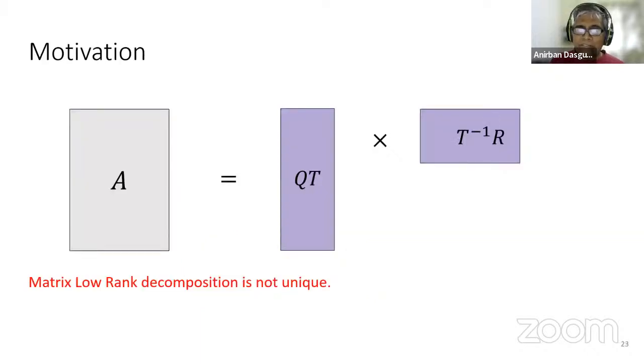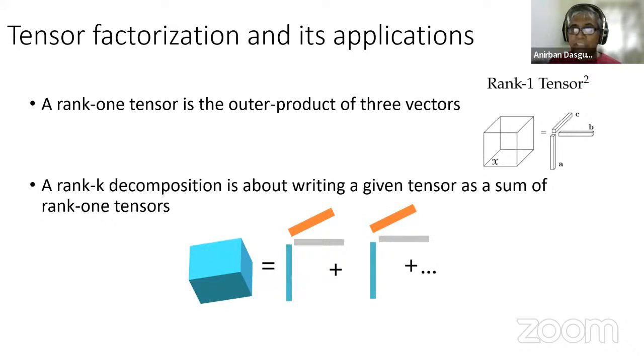Note that a matrix low rank decomposition is not unique. Because if I were decomposing a matrix A as Q times R, I might as well decompose it as Q times T and T inverse times R for any T that is invertible. As long as T is invertible, I can also write the following. We will see that this is not doable for tensors. A tensor decomposition has certain uniqueness properties, and that is one of its attractions. But first, let me show you what is tensor factorization.